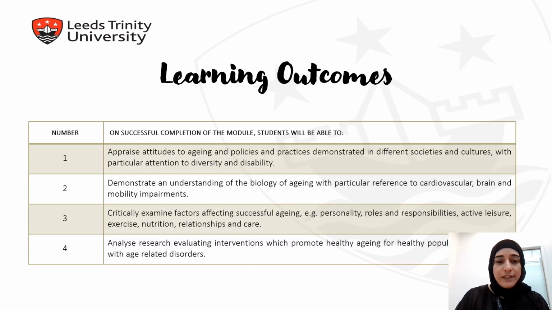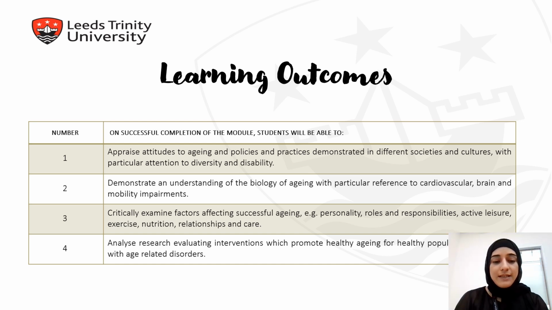So there are 4 learning outcomes of this module. First is to evaluate how different cultures and societies view aging and how they can create policies and practices, especially considering diversity and disabilities. The second learning outcome is to demonstrate an understanding of the biology of aging with particular reference to cardiovascular, brain and mobility impairments. It means we will understand how aging affects the body, especially heart, brain and movement-related impairments.